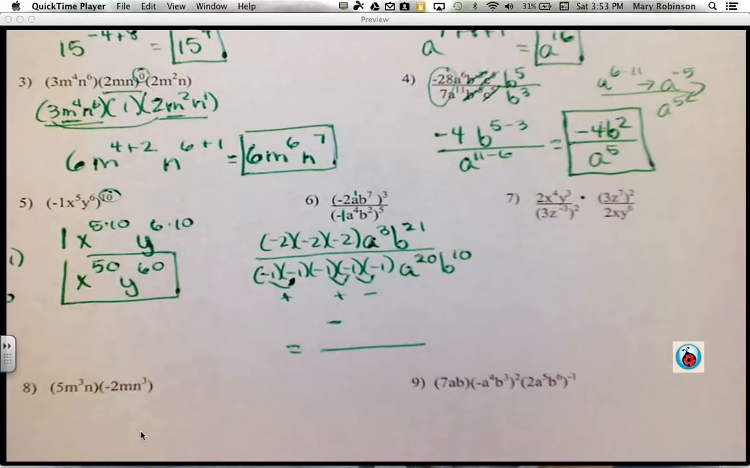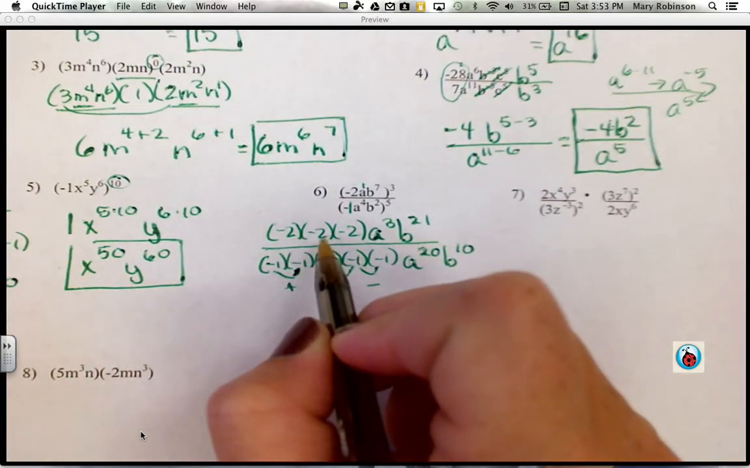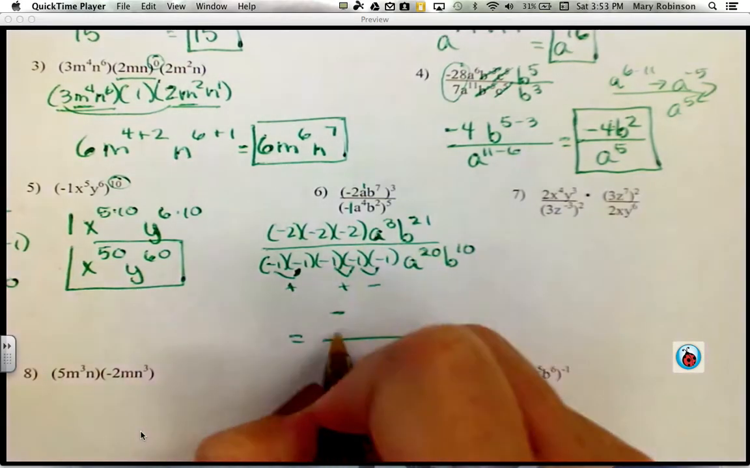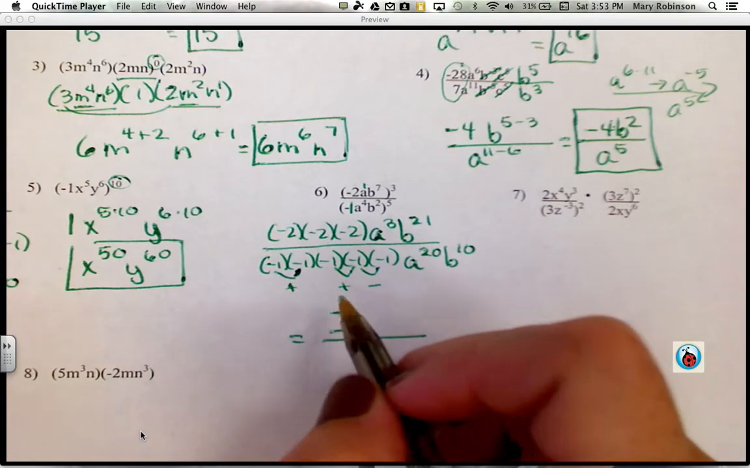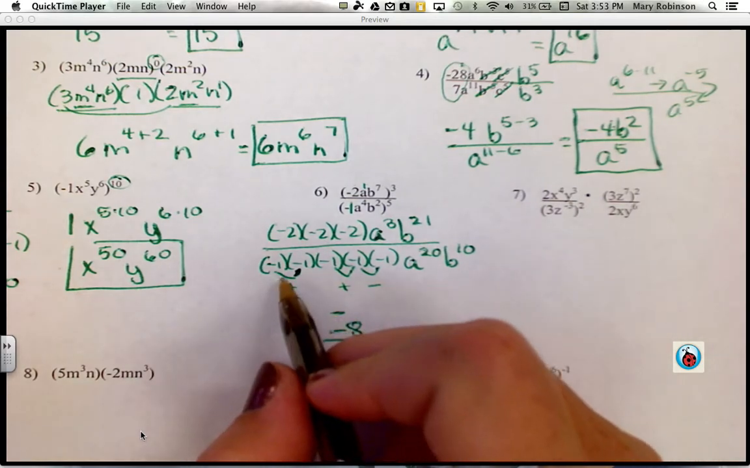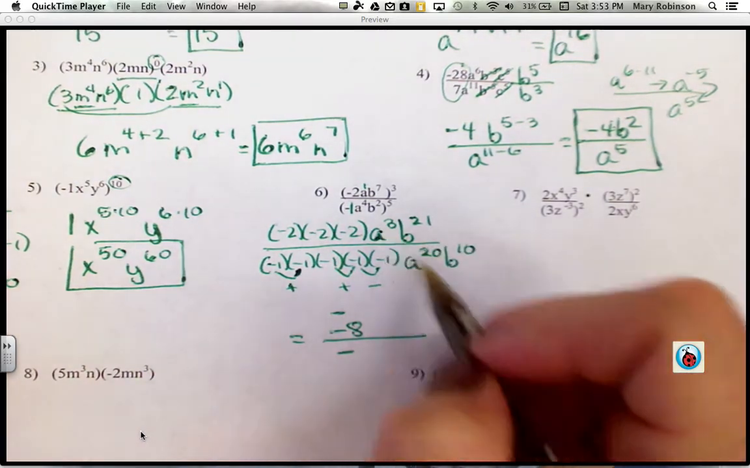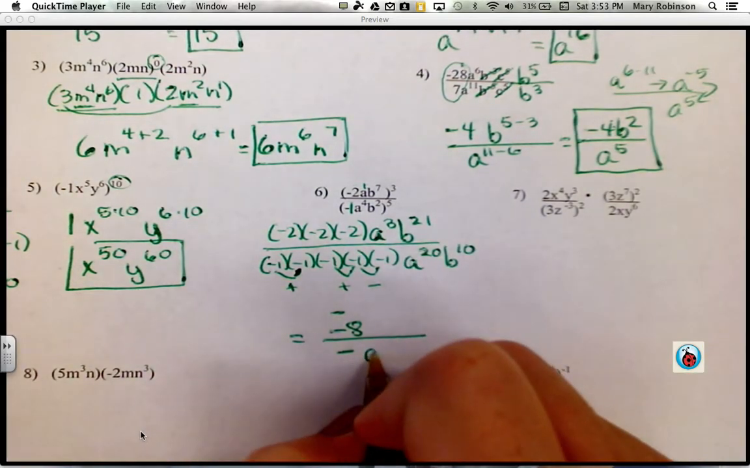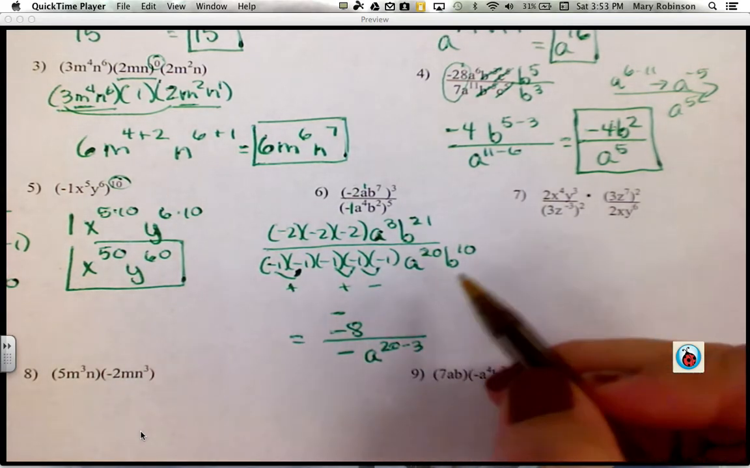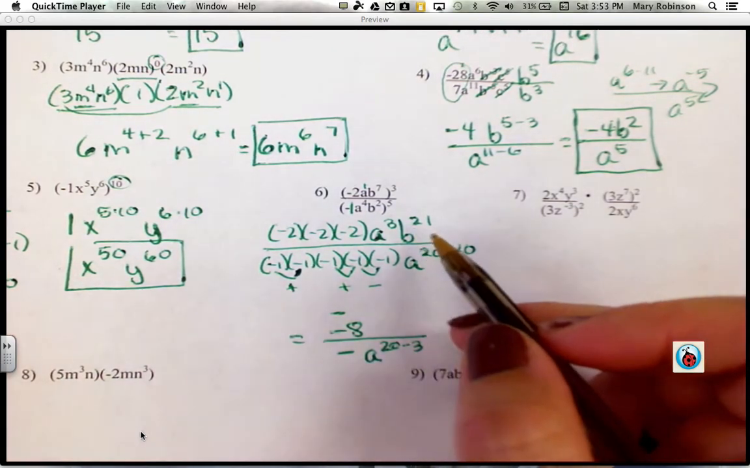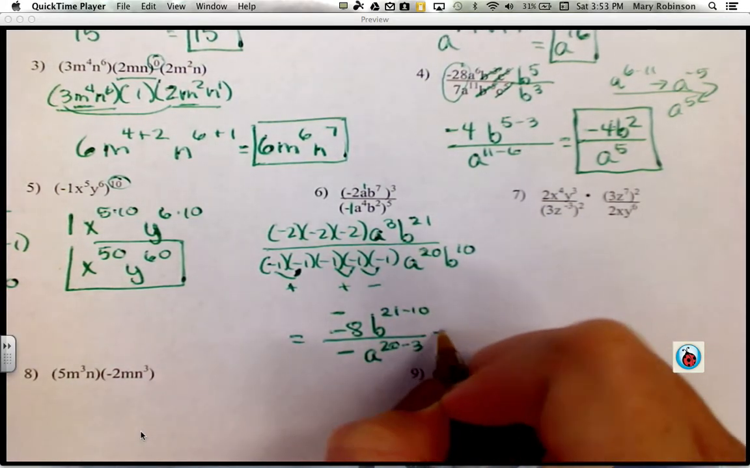So further simplifying, recognize a negative 2 times a negative 2 is a 4. 4 times a negative 2 is negative 8. We will have a negative on the bottom as well. And our a is largest on the bottom. So I'll have a to the 20 minus 3 on the bottom. B, our exponent, is largest up top. So we'll have b to the 21 minus 10.